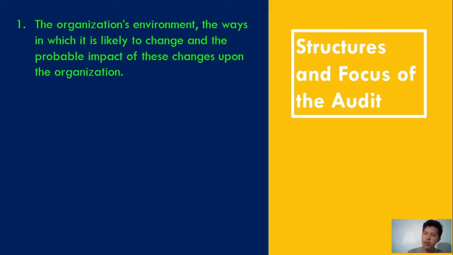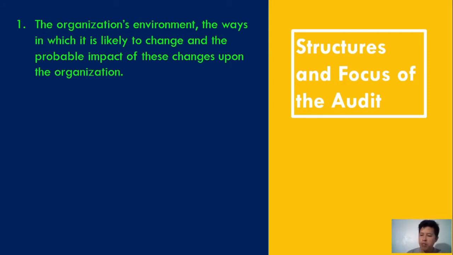Now, we want to know the internal and the external environment. We want to determine the past decisions and current activities because we want to know the opportunities and the threats. Now, in order to know all of those very important things, we have to focus the audit on specific portions of the organization. In this case, we have to focus on the organization's environment, the way in which it is likely to change, and the probable impact of these changes on the organization.